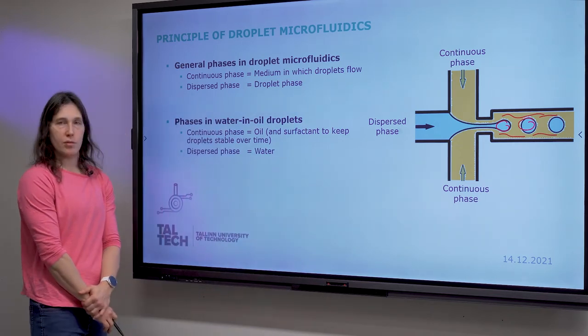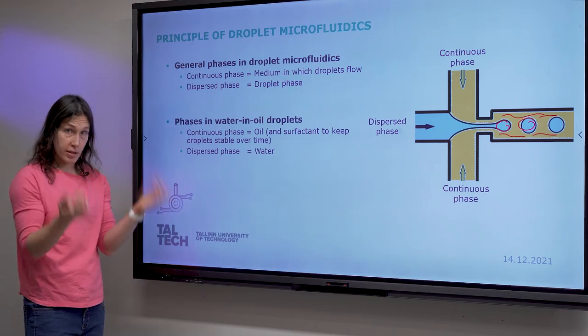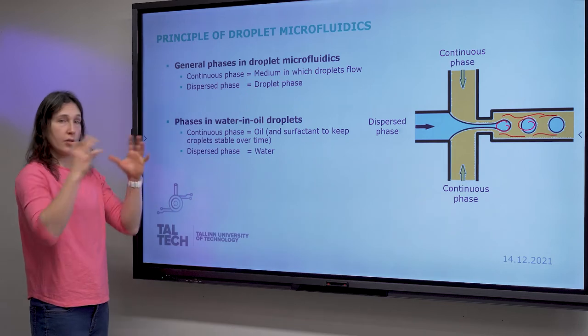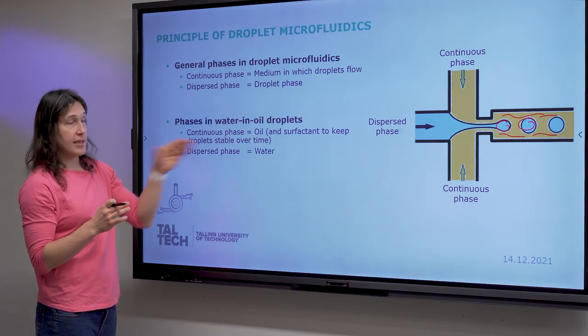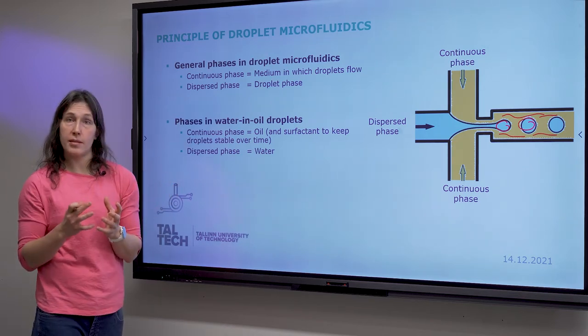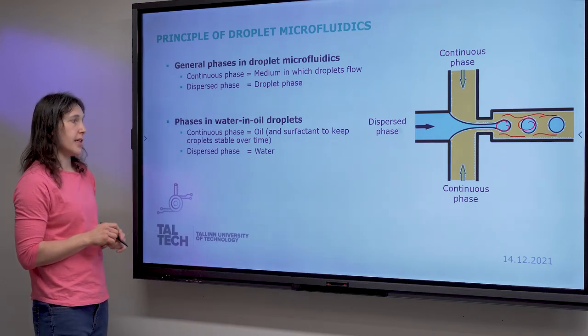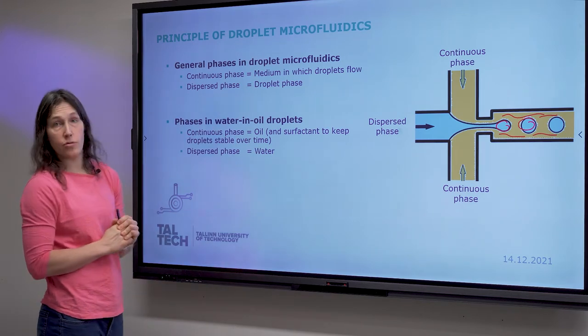And if you look at water in oil droplets, this means that the continuous phase is then the oil and also the surfactant, or if you remember, the surfactant as emulsifier is also there to keep the droplets stable. And then you have the dispersed phase, which is then the water in oil droplets.